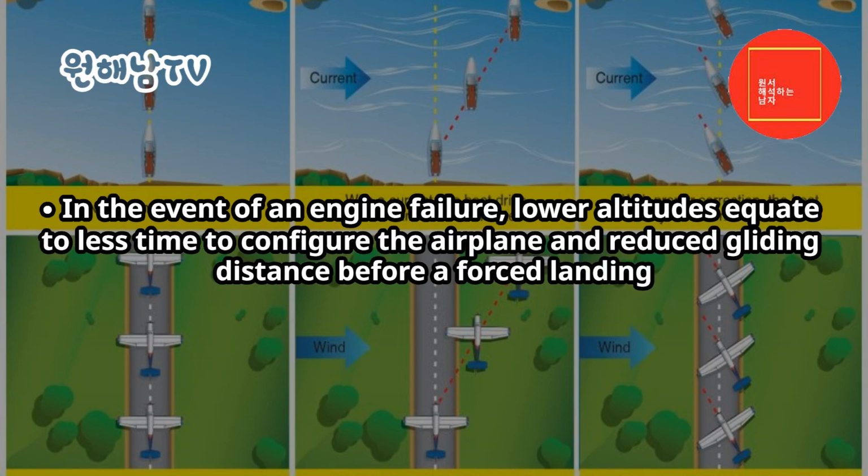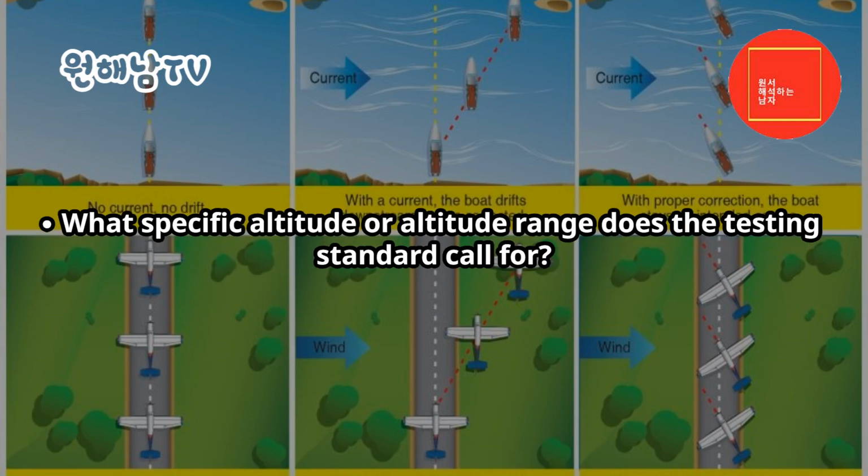In the event of an engine failure, lower altitudes equate to less time to configure the airplane and reduced gliding distance before a forced landing. What specific altitude or altitude range does the testing standard call for?